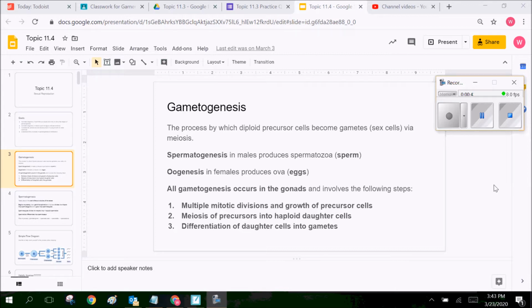Three important things to note about all gametogenesis is that it occurs in the gonads. That would be the testes for you males, or the balls, and it would be in the ovarian tubes within females. And we're going to look at that in a little bit. So we're going to start with multiple mitotic divisions, no matter what, of precursor cells. Precursor cells are going to be diploid cells that are specially differentiated to be part of your germ line.